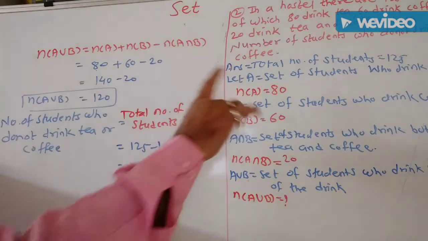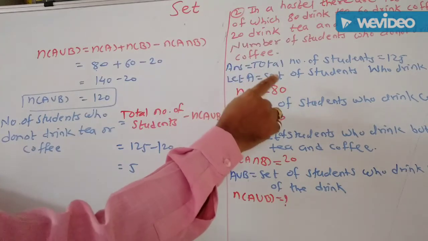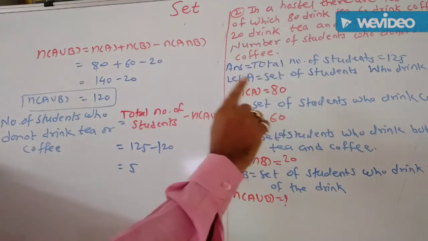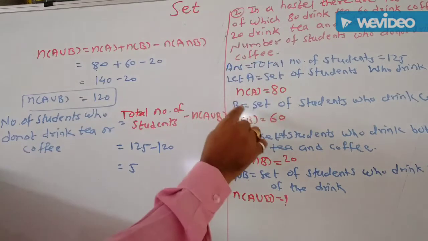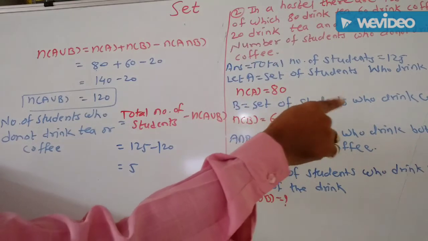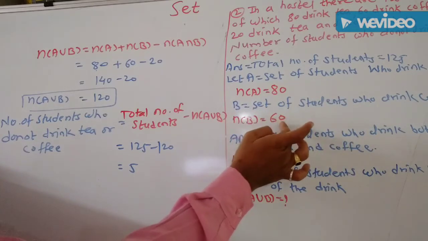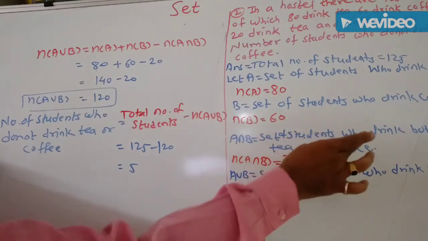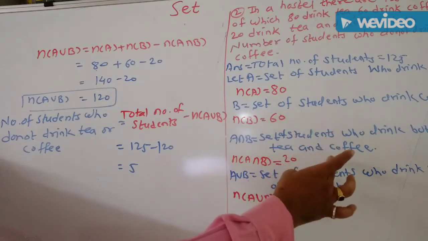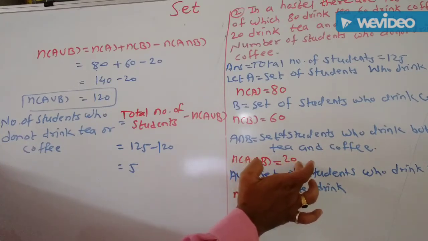Total number of students is given as 125. We consider A as the set of students who drink tea, which is given as 80, therefore n(A) = 80. We take B as the set of students who drink coffee, which is given as 60, therefore n(B) = 60. A intersection B is the set of students who drink both tea and coffee, which is given as 20, therefore n(A intersection B) = 20.